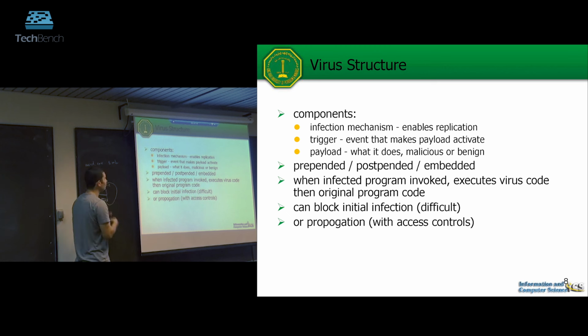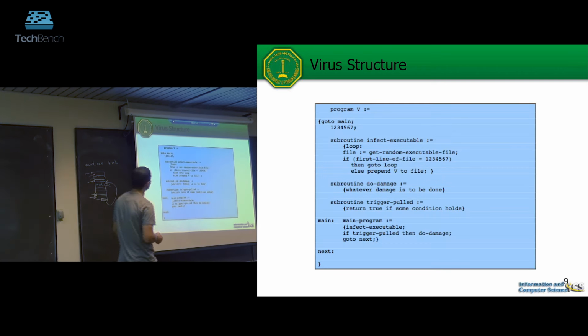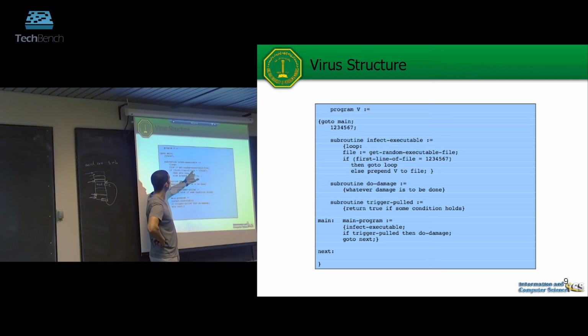So a lot of aspects are related to the infection mechanism. The virus version problem can block initial infection. This is the pseudocode of the virus execution. We have infect executable, the process of choosing which files to infect. Get random executable file: this function takes care of choosing the next target to be infected locally. The virus always infects locally, not outside.